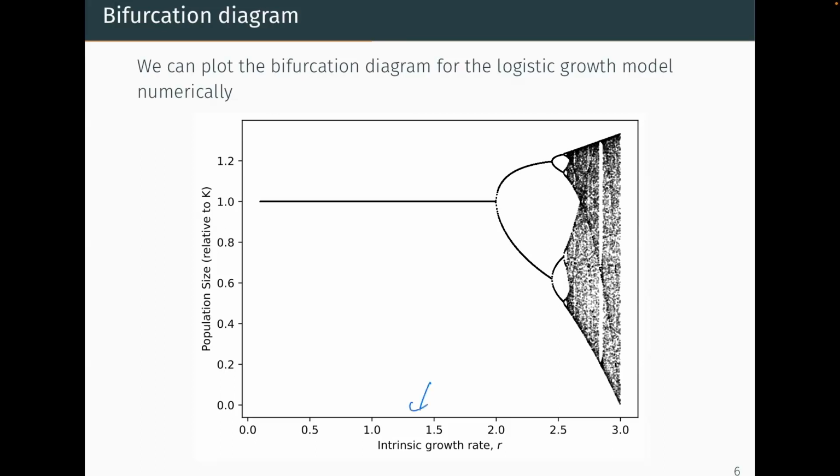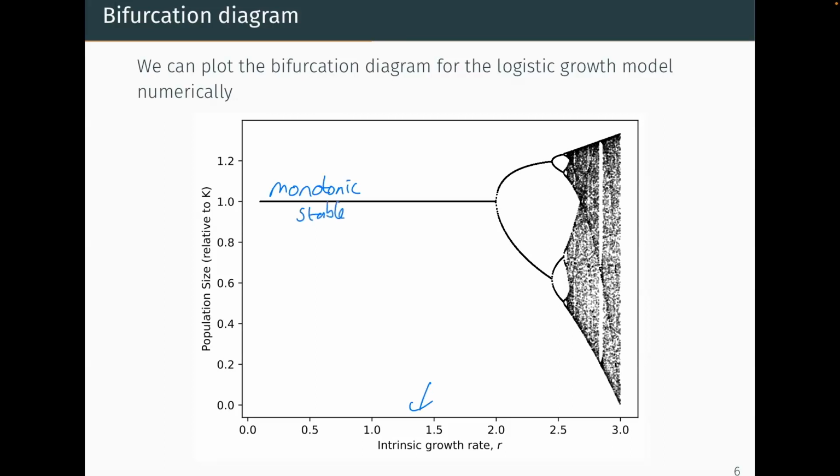I think these numbers on this axis might be slightly incorrect. I think this might be for a slightly different version of the model. I'll have to check that afterwards. Regardless, the same qualitative picture is holding, right? So for low enough values of R, we just end up at one value.